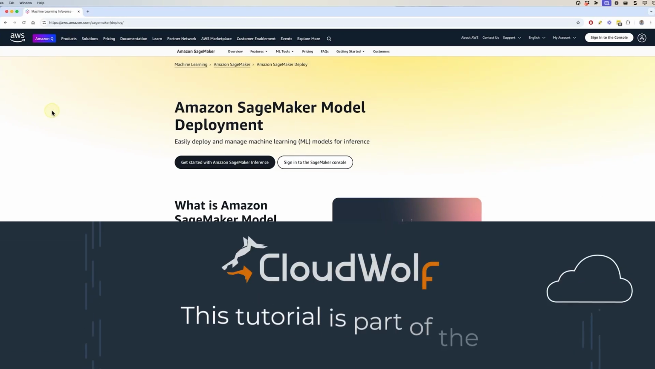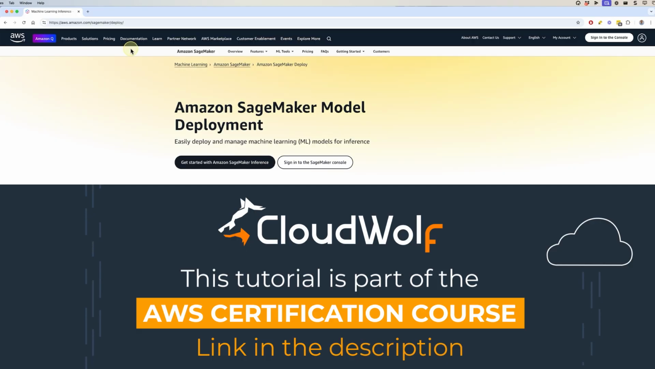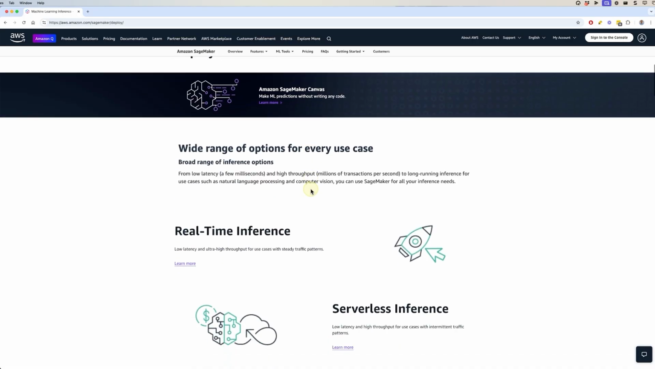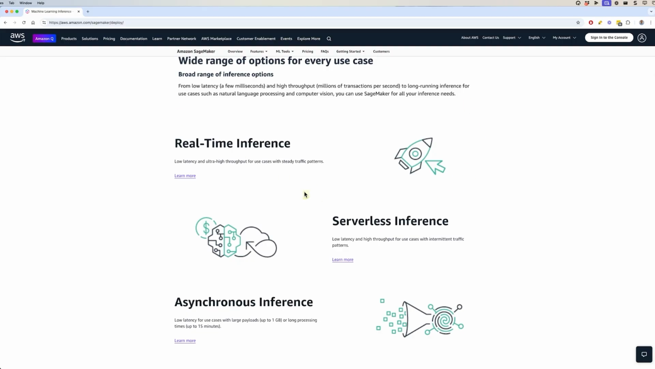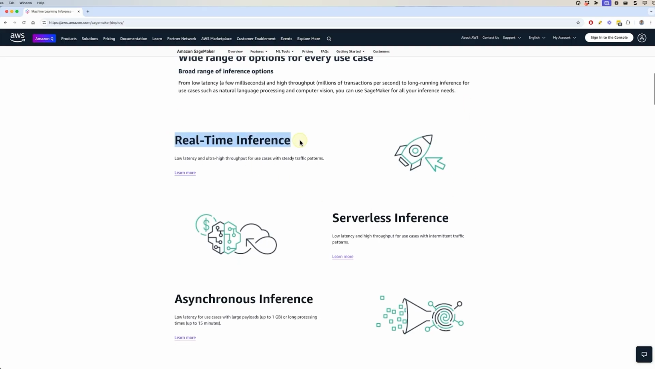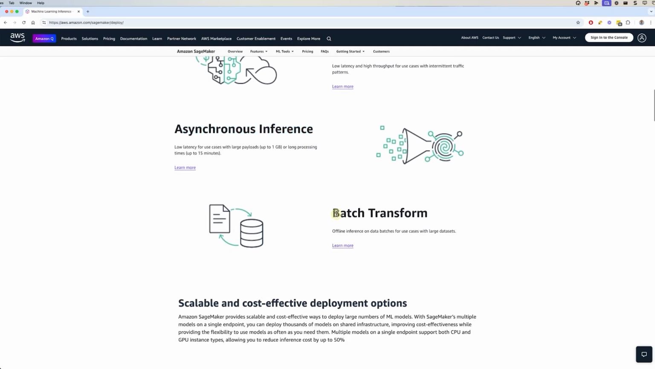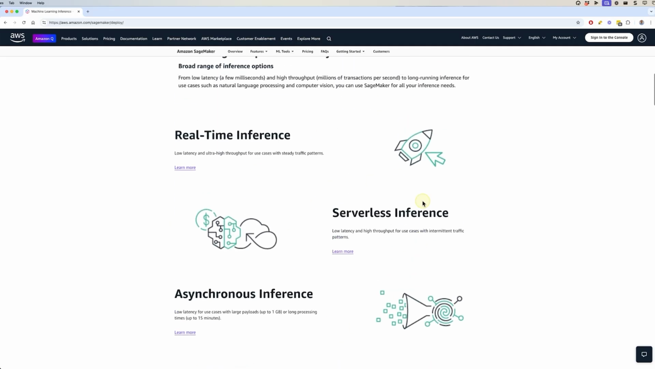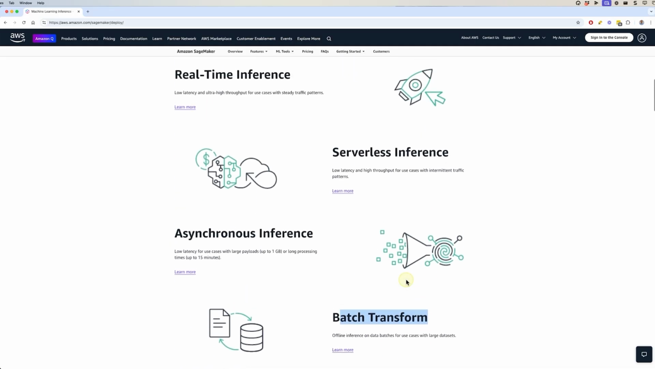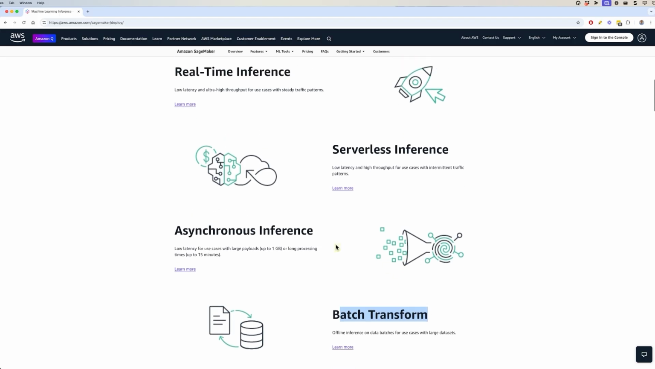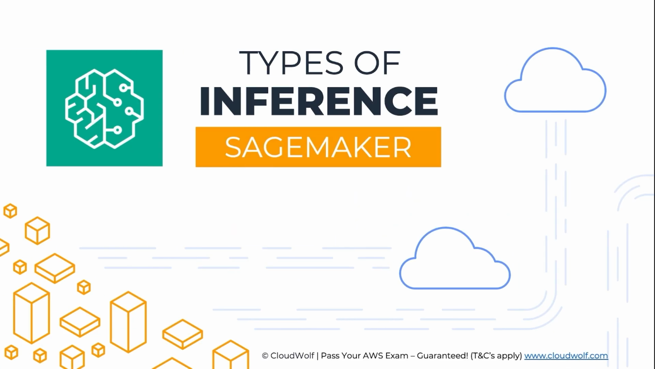Now I'm going to start by looking at this website over here, which is the SageMaker model deployment page. And if you scroll down a bit further, you'll see the types of inference. There's real-time inference, there's serverless inference, there's asynchronous inference, and there's batch transform. So you need to know all four of these for the exam and their details, and very likely you will get a question about this on the exam. So let's have a look in more depth.